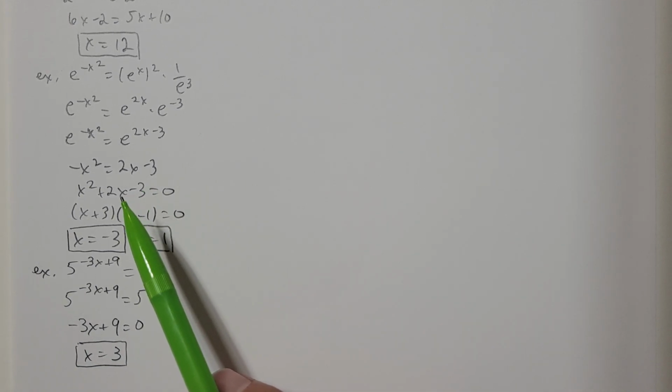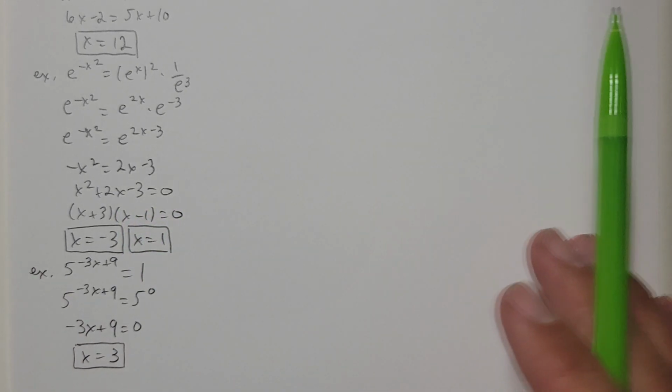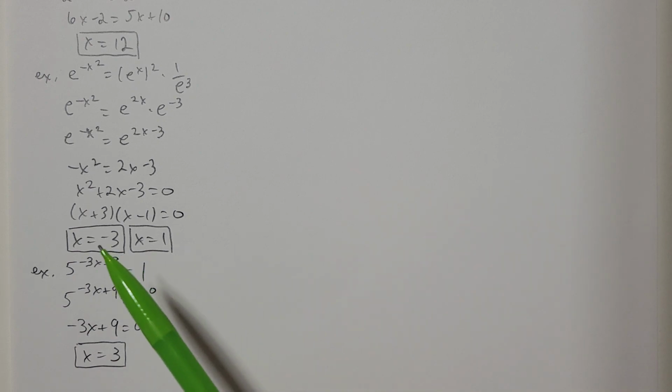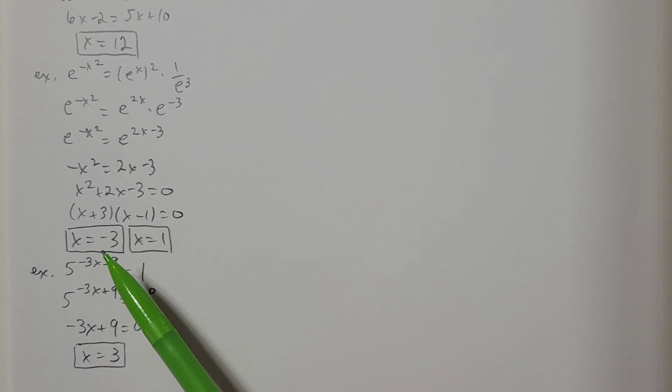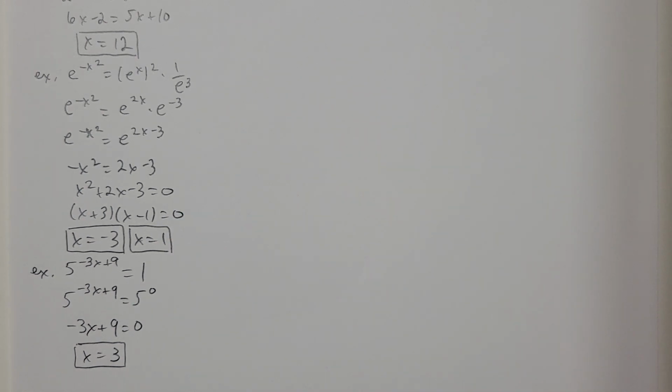And that means that x squared plus 2x minus 3 equals 0. Okay, that's a quadratic equation. And that one's going to factor nicely as x plus 3 times x minus 1. Okay, so then the next thing would be, I get x equals -3 and x equals 1. And those are the two solutions there. Okay.